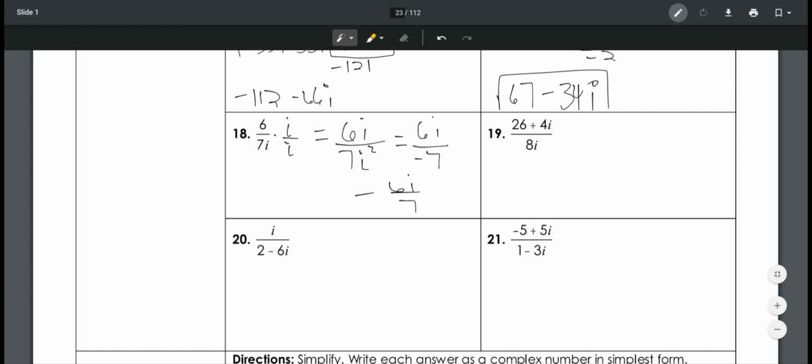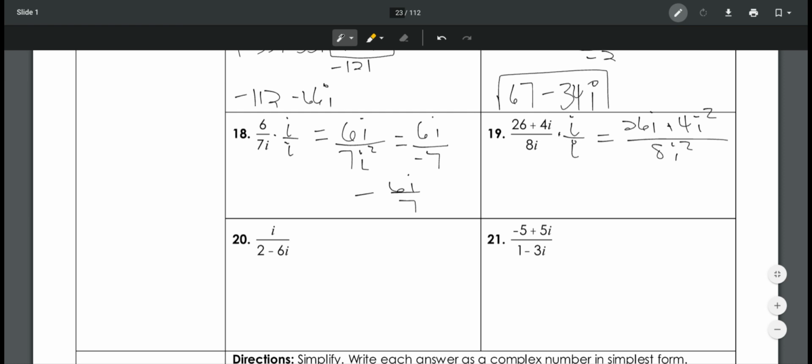In number 19, I'm going to do the same thing. I need to get the i out of the denominator. That's called rationalizing. I apologize, I did not mention it in number 18. You do have to eliminate all the i's in denominators, just like you have to eliminate all radicals in denominators. So we are rationalizing these denominators. I'm going to multiply by i over i. Across the top, I have to distribute. So that is 26i plus 4i squared all over 8i squared.